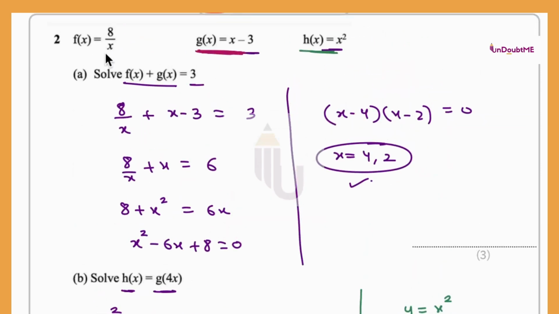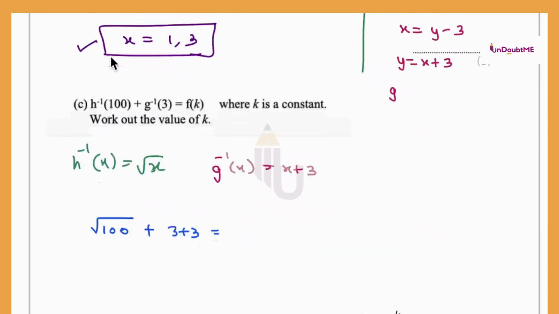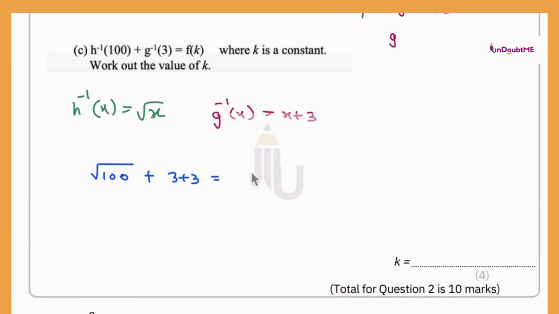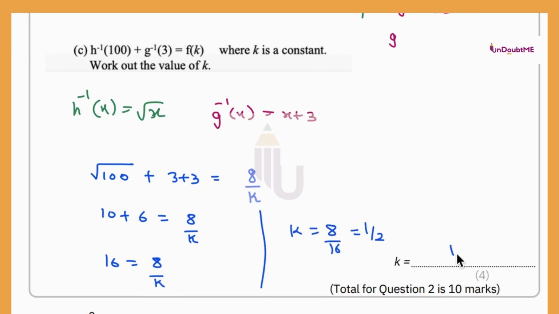Now f of x is 8 over x, so f of k will be equal to 8 over k. Root 100 is 10, 10 plus 6 is equal to 8 over k, 16 is equal to 8 over k, and that will give me k is equal to 8 over 16, that is 1 by 2. So that is my final answer.